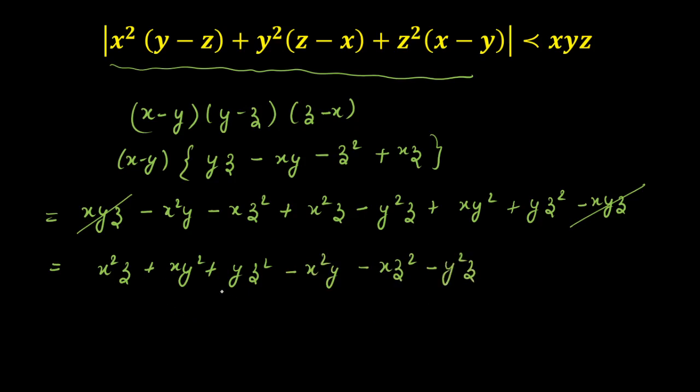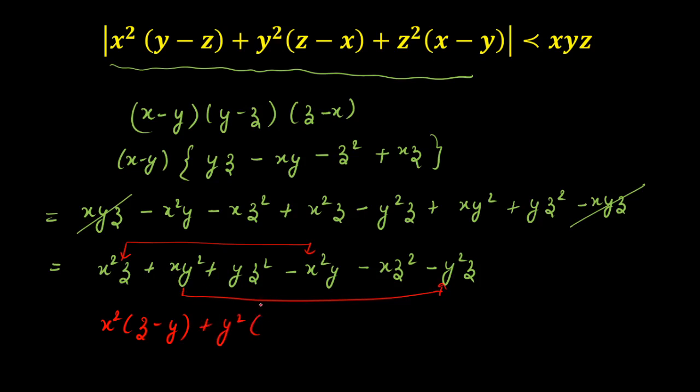Now I'll club the terms. First I'll club the terms which contain x square. So this term, and I can see here clearly this term. Now I'll club these two. So if you take x square common, you'll get z minus y. Now the second term I'll club with y square. We have to find the terms which contain y square, this one and this one. So if I take y square common, I'll get x minus z.